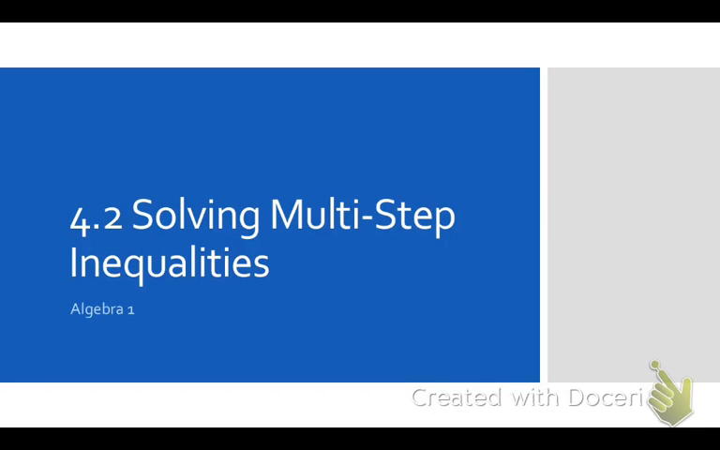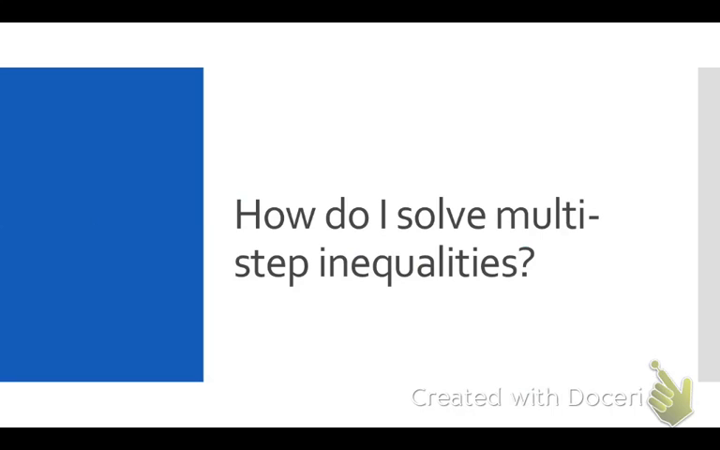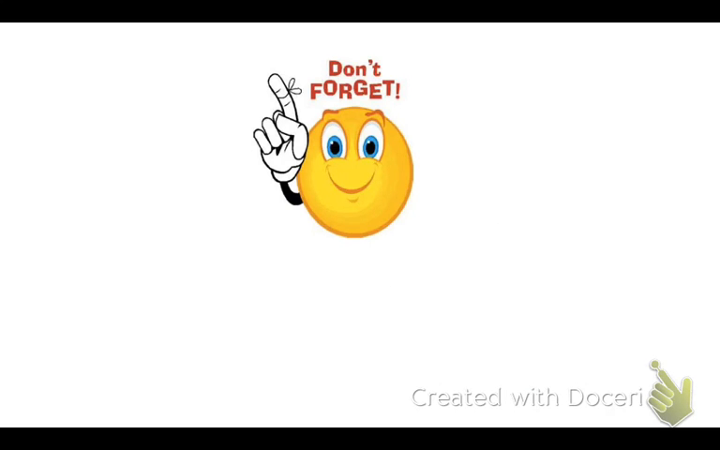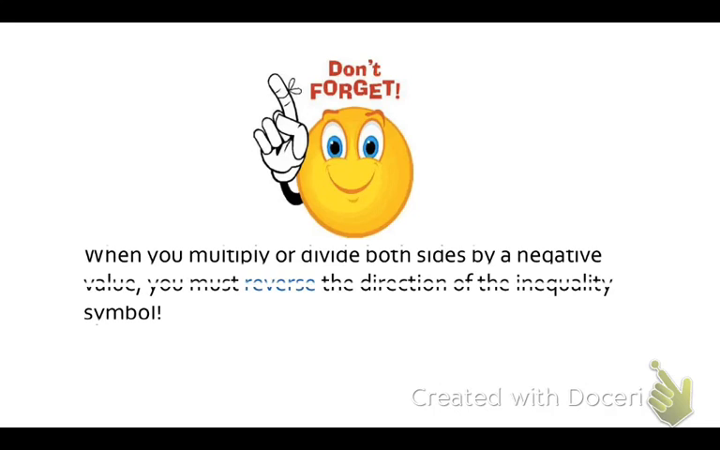Solving multi-step inequalities. At the end of the lesson, you should be able to answer, how do I solve multi-step inequalities? Additionally, you should be able to write an inequality from a word problem and graph its solution. Please remember, at any point that you multiply or divide both sides by a negative value, you must reverse the direction of the inequality symbol. So this concept that we learned in previous lessons will still apply.